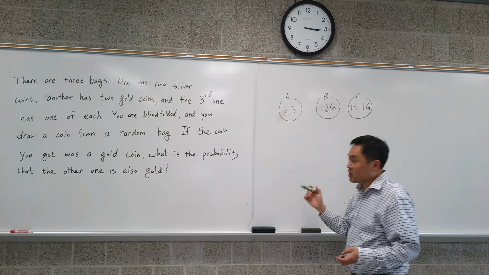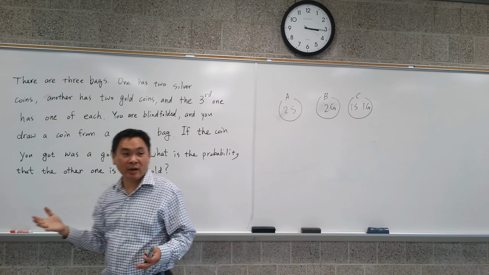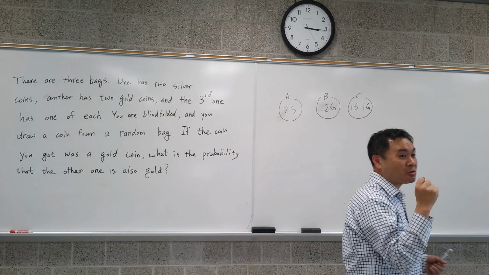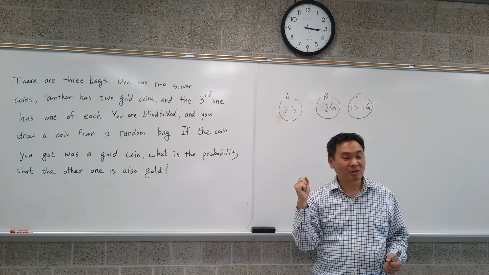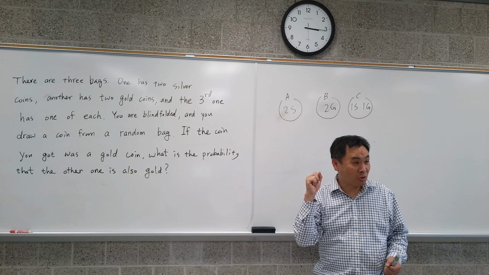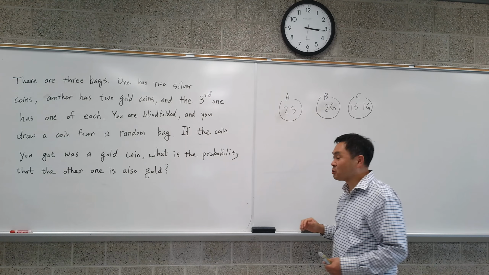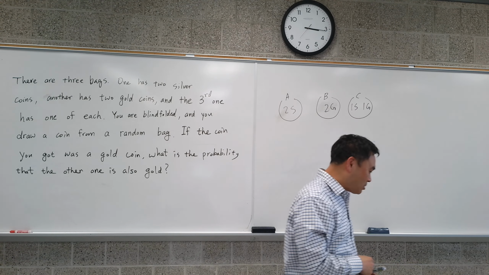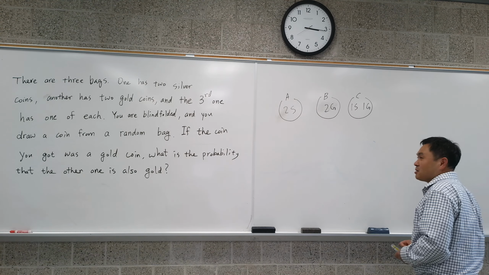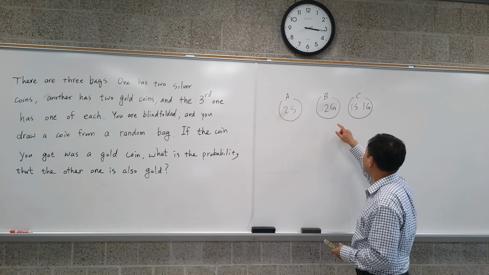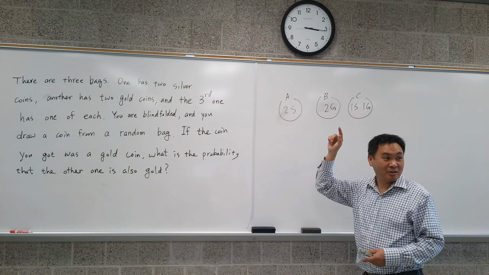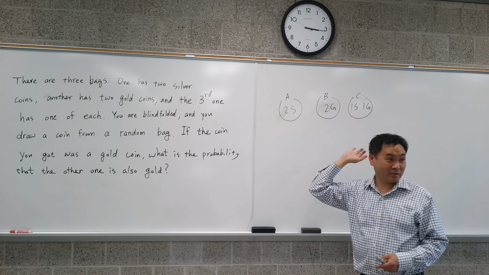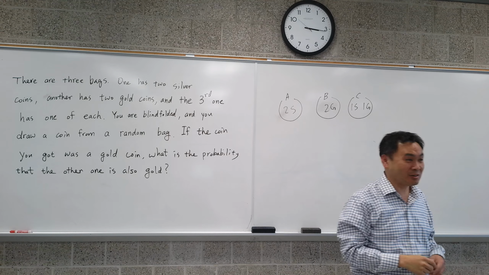And let's say you were blindfolded and you randomly picked a bag and you drew out a coin. And the question is, let's say you drew out the gold coin, okay? Then what's the probability that the other one is gold? Well, your intuition might say, since the gold coins are from here or there, the probability should be either this one or that one, so 1/2, right? So that's your gut instinct.